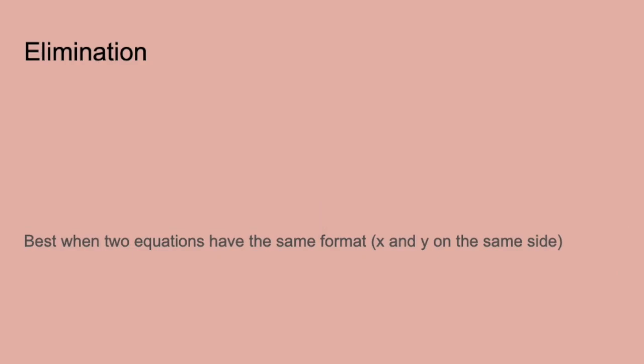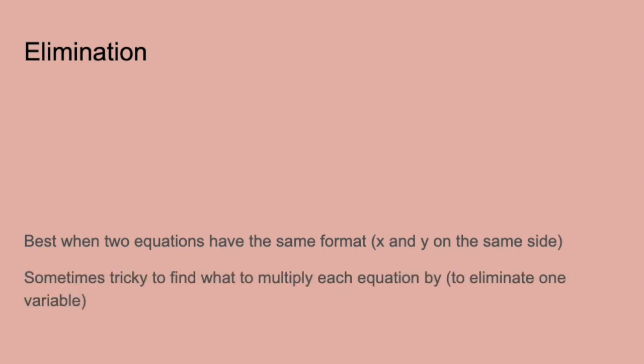So the key to elimination in this case was figuring out that we had to multiply one of the equations by something in order to be able to eliminate the variables. Sometimes you can eliminate by multiplying both equations by something, just so long as you can end up with some coefficient and the negative version of that coefficient right on top of each other for the same variable. So elimination is a great technique to use when two equations have the same format, such as 3x plus 4y equals blank, 4x minus 3y equals blank. You have all the x's and y's on the same side. It's really easy to use then. Sometimes it's tricky to find what to multiply each equation by in order to eliminate one variable.